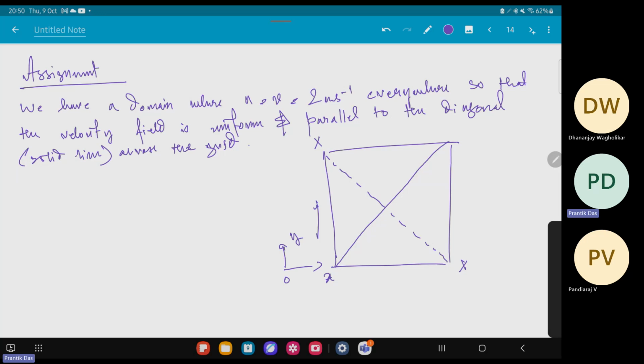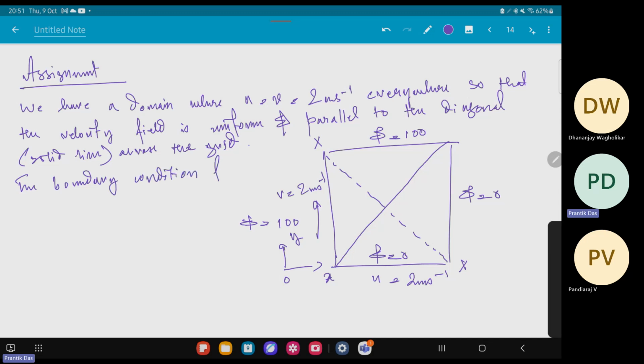So now the velocities are basically parallel. The y velocity v is 2 meters per second, and u is 2 meters per second. Phi is 100 on one boundary and phi is 0 on the other. The boundary conditions are basically Dirichlet boundary conditions, where the value of the variable at the boundary patch is given.